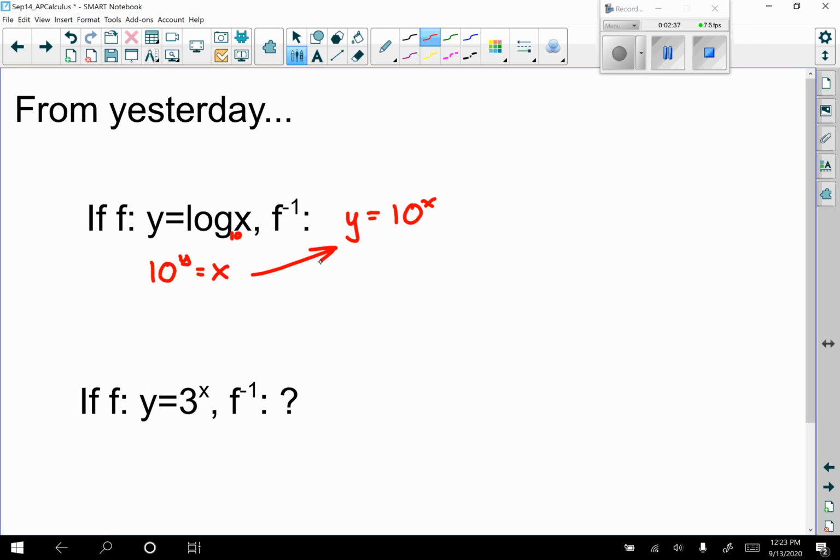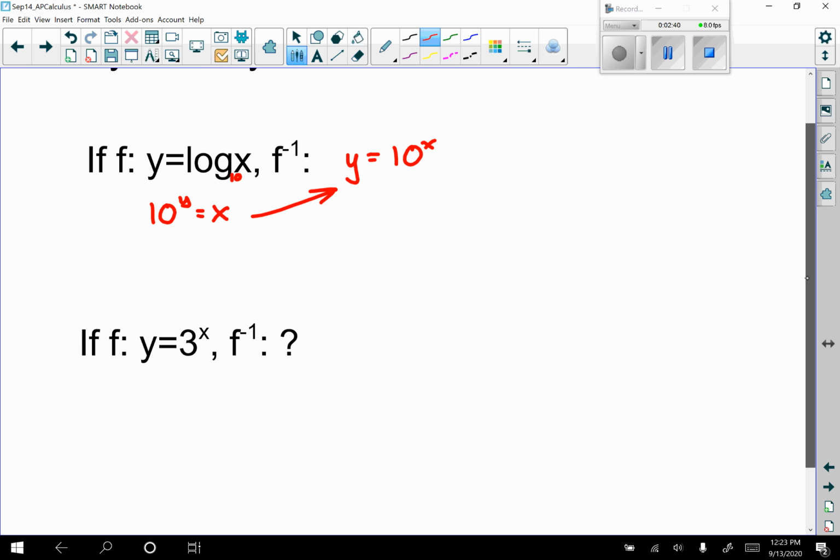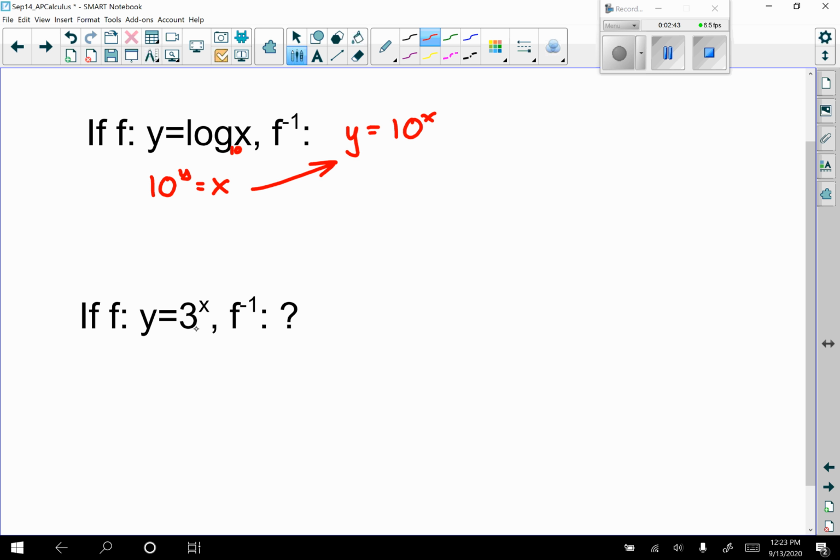And we looked at this graphically as well. So now we could say we have this at any base. So now if I give you y is equal to 3 to the x, go ahead and find the inverse of f. And we could start this again by switching the x and the y, and then rewrite this logarithmically. So this will just become log base 3 of x is equal to y. So that would be our inverse because it's already solved for y.